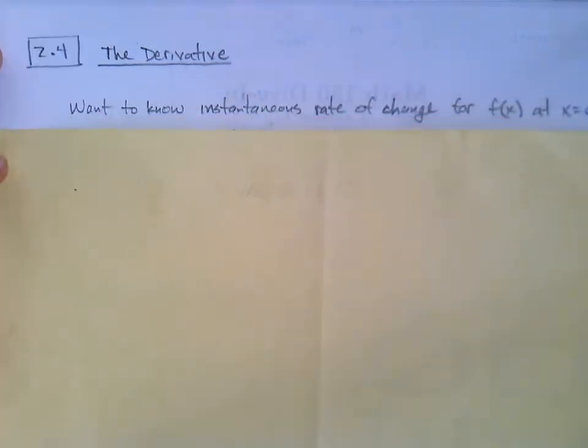2.4 is on. It is the derivative. We've got enough of a basis now. We can finally define the derivative and make some progress here in this section and in some coming sections. Okay, let's begin with this statement right here.